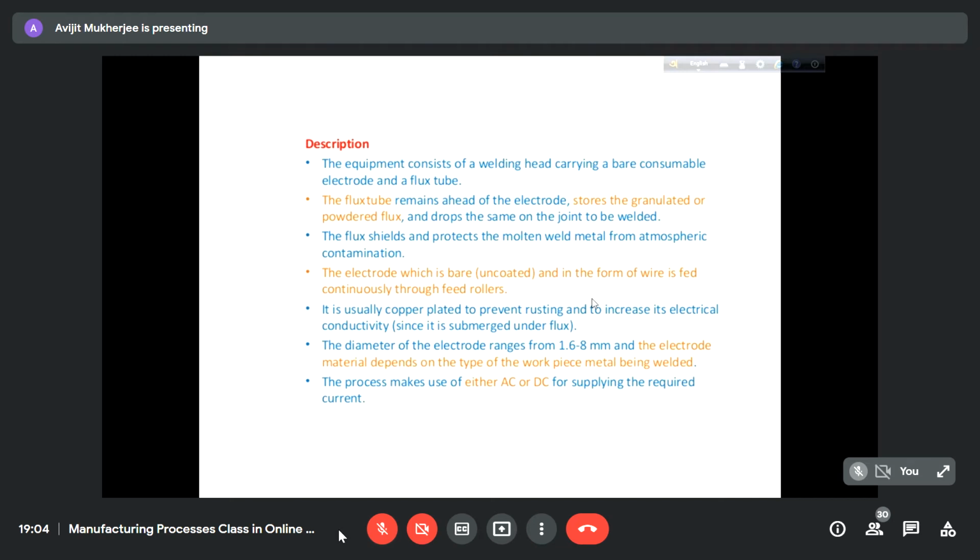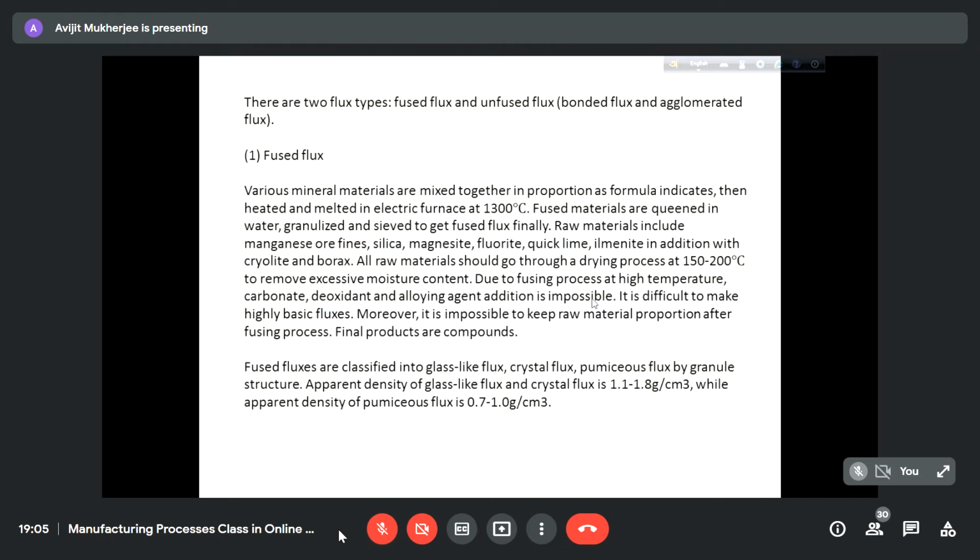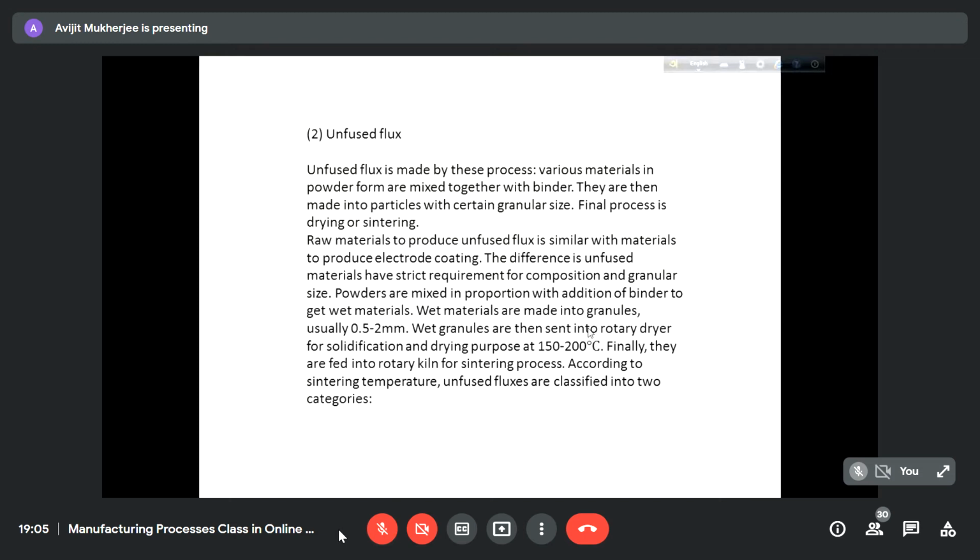Now these are some descriptions, but what is important is, what is the flux actually? What is this material? Flux may be of two types. One is fused flux, another is unfused, also known as bonded flux and agglomerated flux. So we are not going through detail. You go through any book, the details are there. You just learn at least partially.